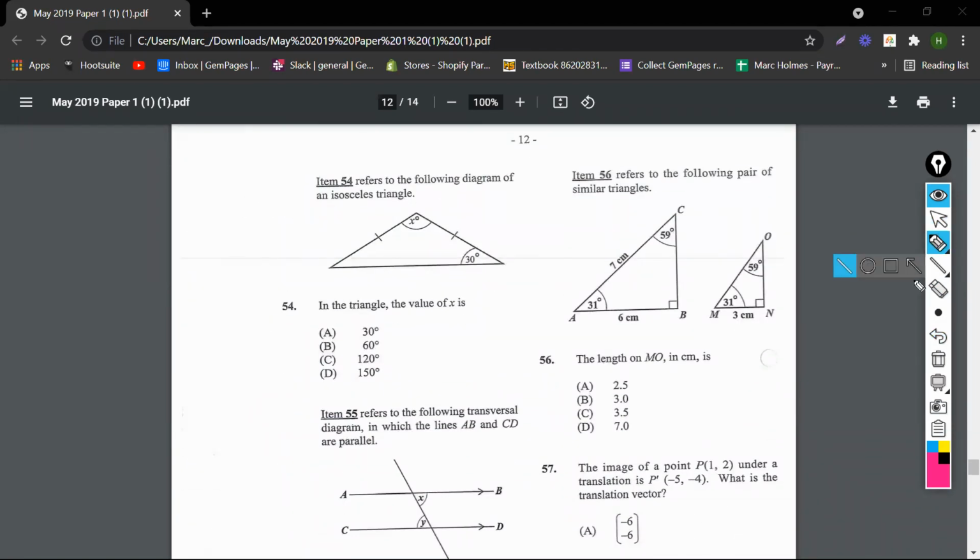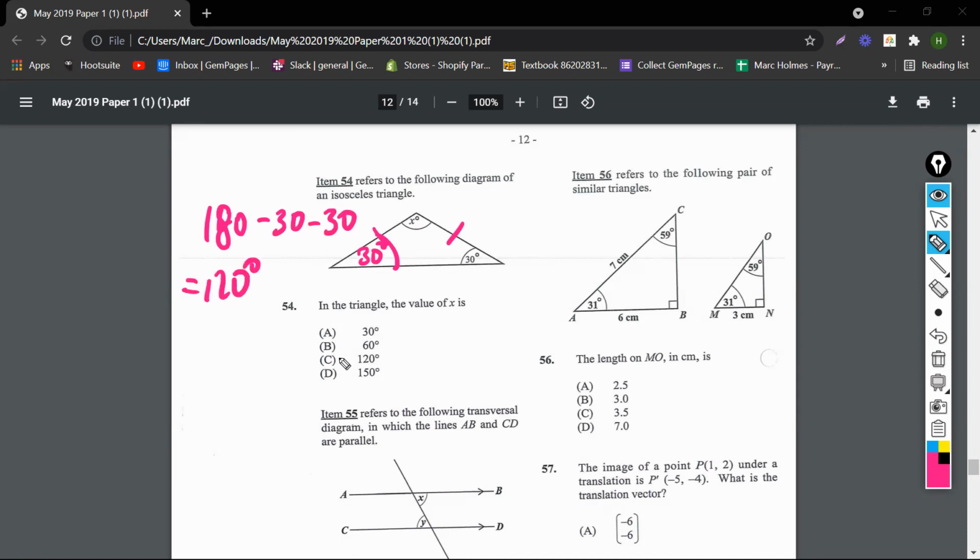Okay, so this one here, guys, says the item refers to an isosceles triangle. So that means here is equal to here. So if here is 30, guys, here is also 30. And it says in the triangle, what's the value of x? 180 minus 30 minus 30. So there would be 120.